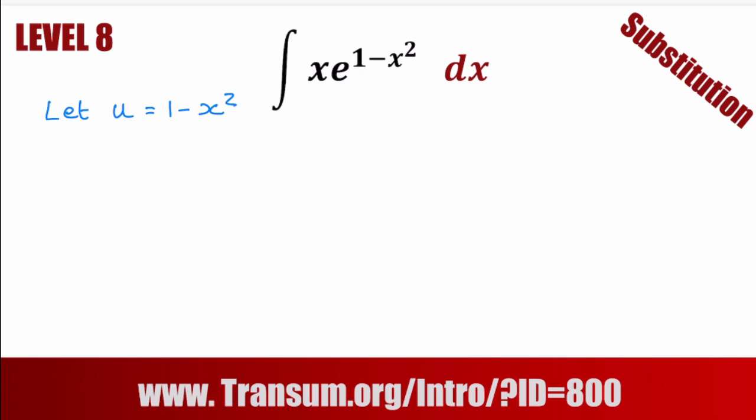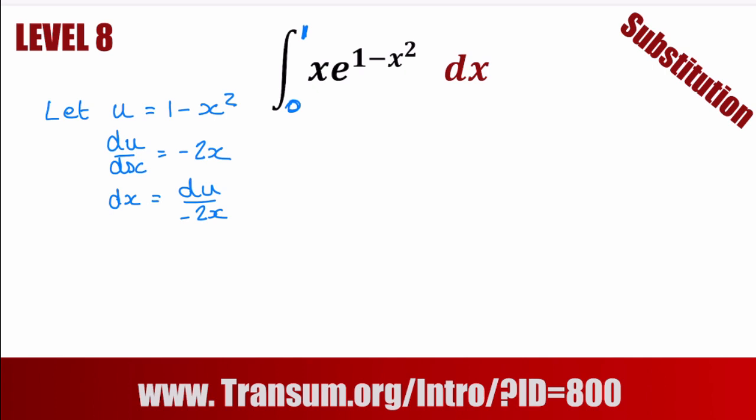So let's see, if u is equal to that, well then du by dx is equal to minus 2x. I've just differentiated that, and I can rearrange that to make dx the subject. So I get du over minus 2x. Now what I want to do is integrate that. Actually, I think the questions are all definite integrals, so let's put some limits in here. Let's say 1 and 0, and let's say we want to do this definite integration.